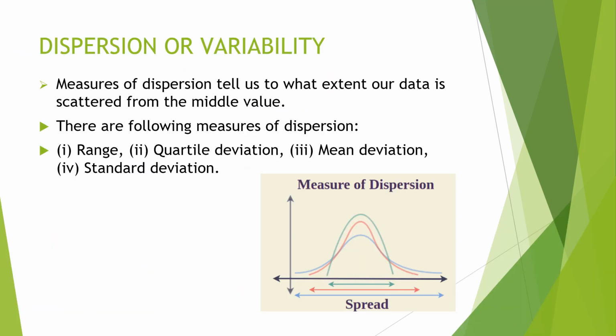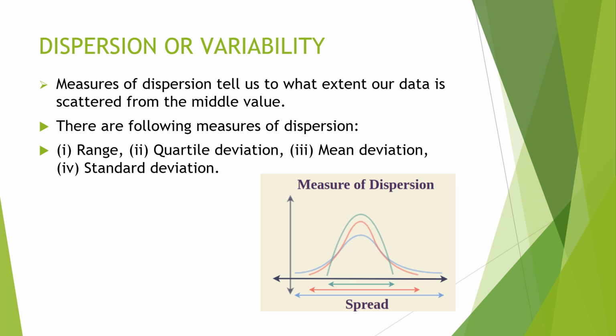You have already studied the measure of central tendency which gives you the middle value, say mean, median or mode. Now a measure of dispersion will tell you to what extent your data is scattered from that middle value. Correct? Suppose you are having the average of, say, 2, 4, 6, 8, 10. The average is 6. So if I study the measure of dispersion, I can say how much my data is scattered from that middle value.